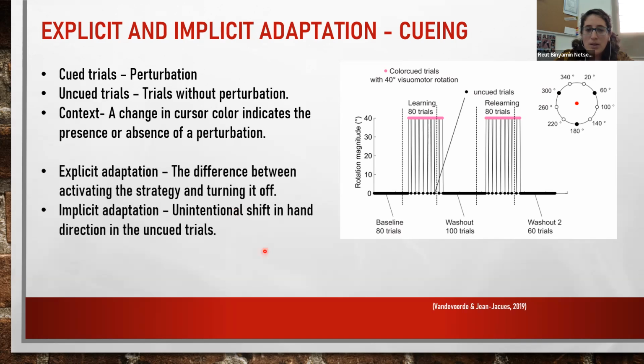So how do we measure explicit and implicit? Explicit adaptation is the difference between activating the strategy and turning it off, so the difference between cued trials and uncued trials. The participant knows that something now changes and he needs to change his way of doing the task. And the implicit adaptation is the unintentional shift in hand direction in the uncued trials, like I told you, the trials that appear between the cued trials.